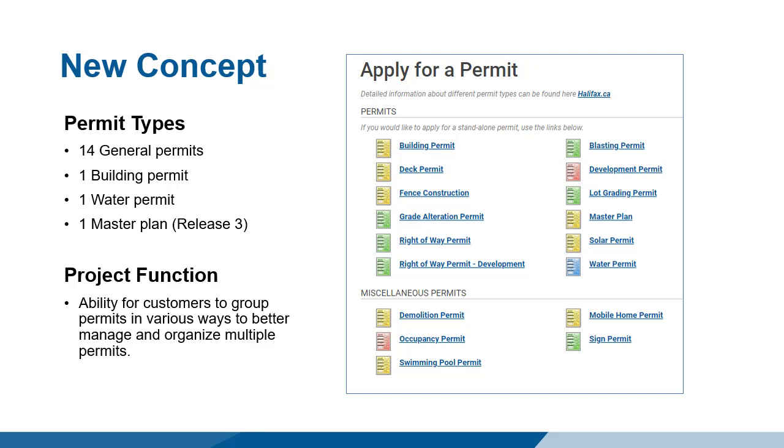The master plan function will be implemented in Release 3. We can also build in business rules that apply to certain types of permits and not others, streamlining the process whenever possible. To support multiple permits on the same property as part of the same job, a project function is enabled to group permits.